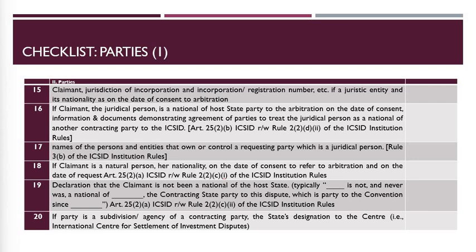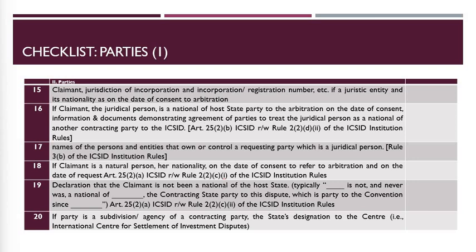Serial number 18 of the checklist deals with natural persons and states that if the claimant is a natural person, her nationality on the date of consent to refer to arbitration and on the date of request. This is in line with Article 25(2)(a) of the ICSID Convention read with Rule 22C(1) of the ICSID Institution Rules.